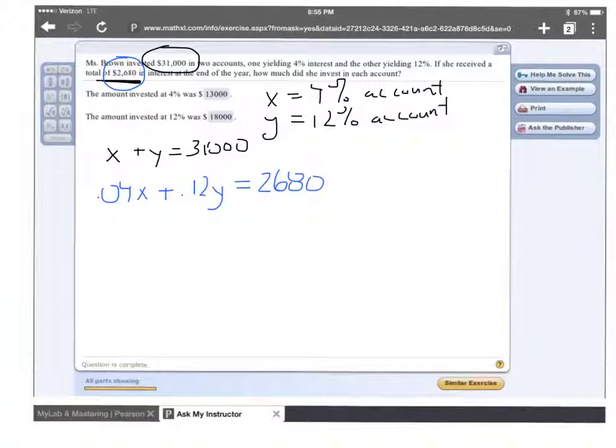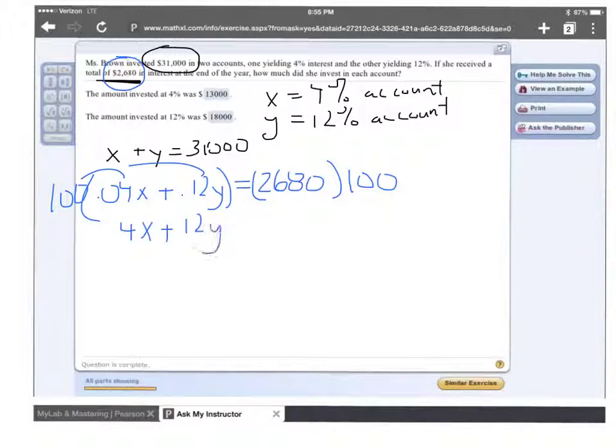I think the first way that we could do is probably with elimination. If we're going to use elimination here, the first thing I would do is multiply both sides through by 100, and the reason I choose 100 is it clears the decimals. So I'd have 100 times 0.04 is 4x. 100 times 0.12 is 12y then. And then I have a really big number over here, 2,680, and then the extra 2 zeros tacked on the end. And then from up above, I have the x plus y equals 31,000. So we have big numbers here.